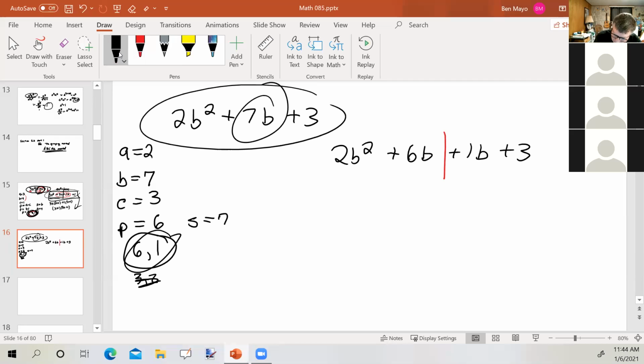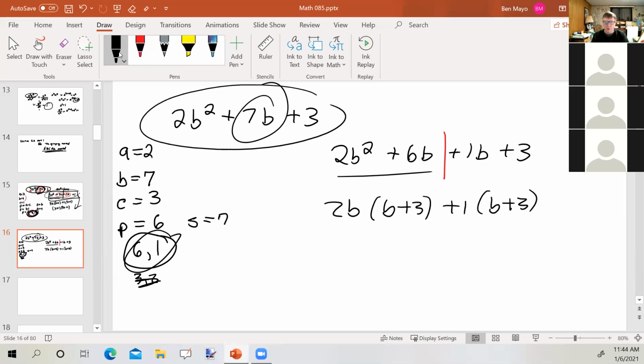Factoring by grouping. The greatest common factor of the first 2 terms is 2b. The leftovers are b plus 3. On the right side, the leftovers are b plus 3. I need a plus 1 outside to make it work. The common factor here is b plus 3, leftovers 2b plus 1.